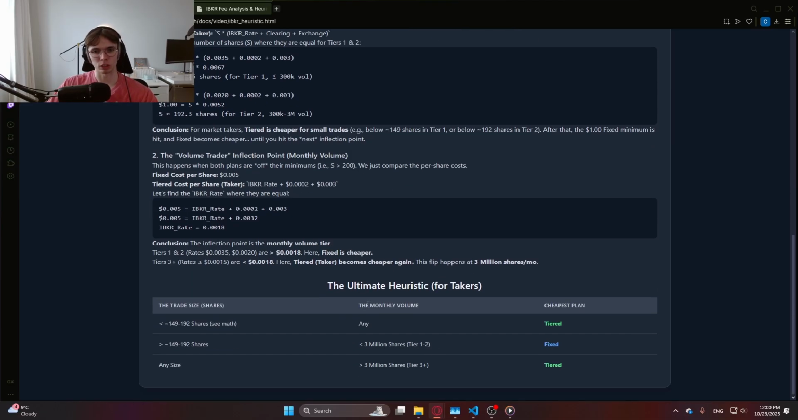Now, here's the summary table down here. This is for liquidity takers. So this is people who are making directional bets and entering trades immediately as soon as the signal shows up. That's a lot of traders if you really think about your strategy. So again, as I said, the inflection points are at these two values. Most people will probably use the fixed plan. And if you trade a lot, then just use the tiered plan, very simply.